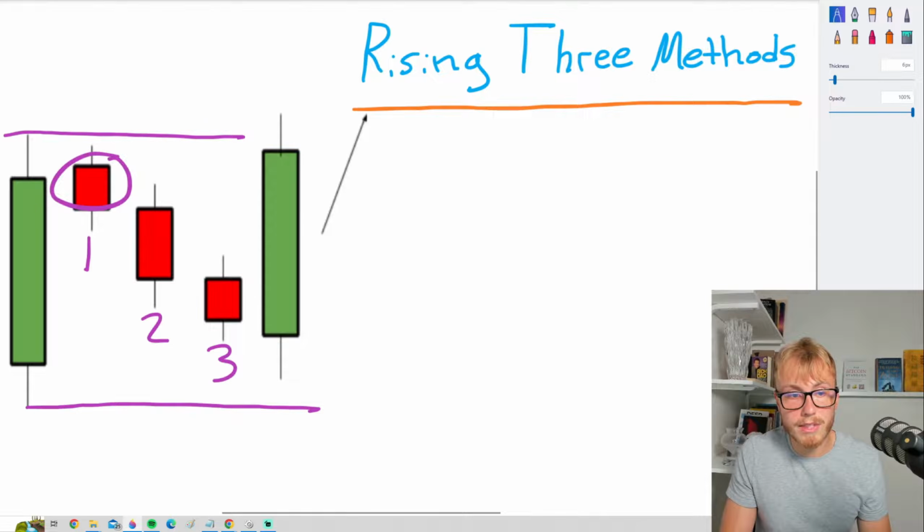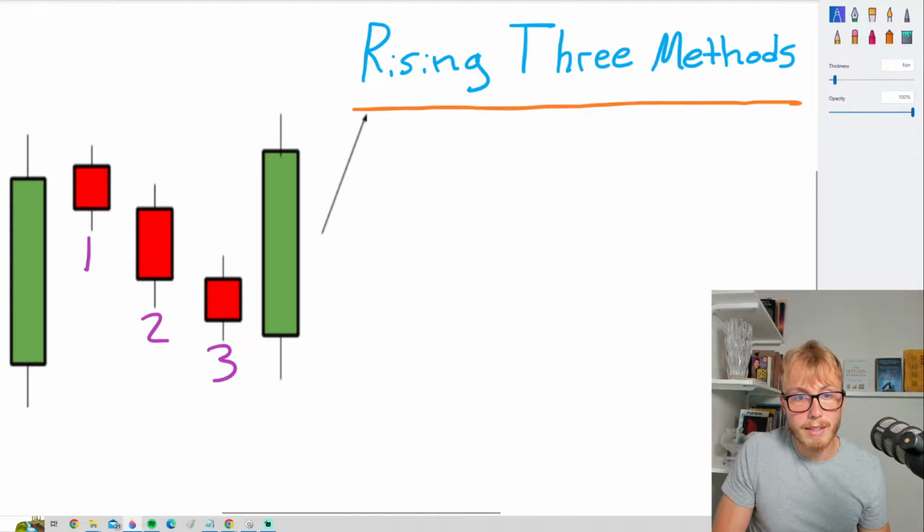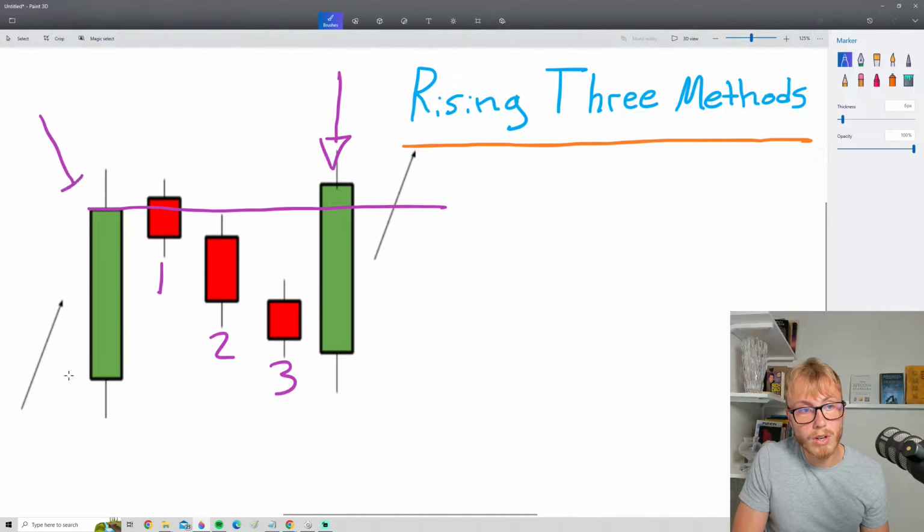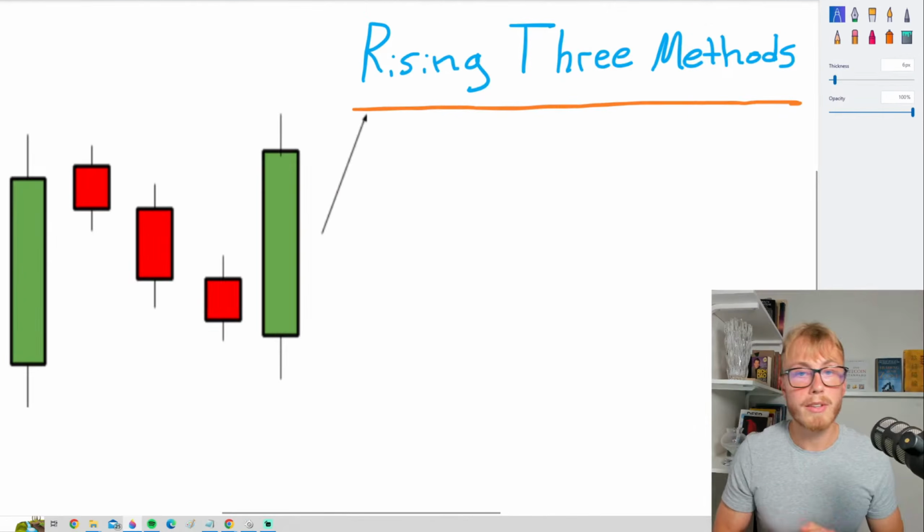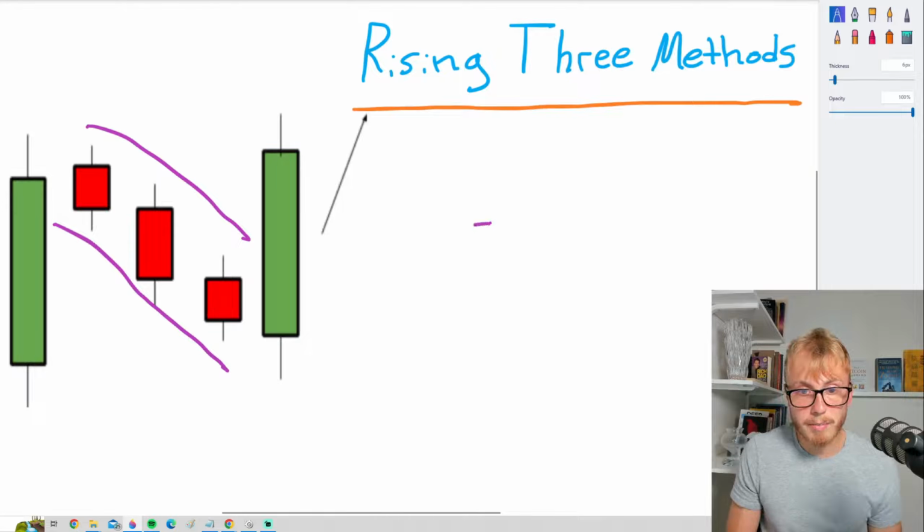So as you can see, all of these 3 red candles are within the range of the first green candle. The final candle of this pattern is another green candle, and the important thing here is that this green candle needs to close above the close of the first candle. So remember, this right here is where the first candle closes, and it's important that the 5th candle of this pattern closes above this point right here. You can think of this pattern as a rest in the uptrend.